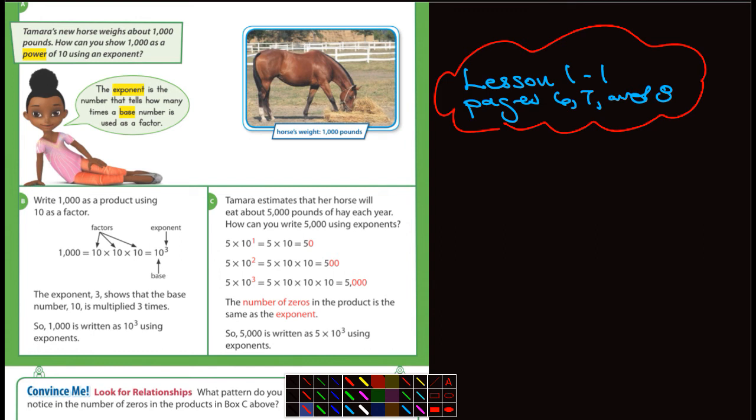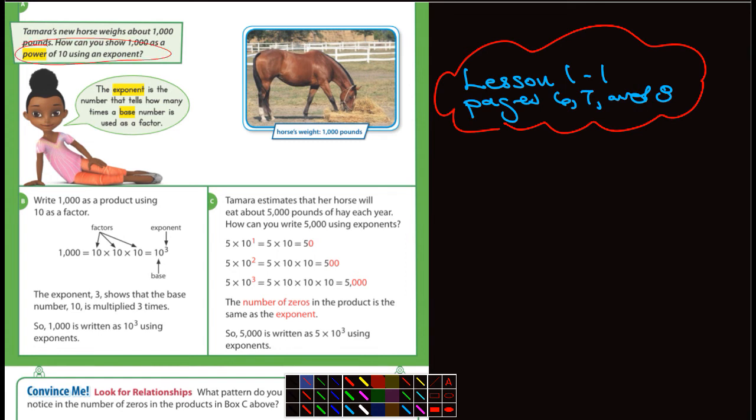So we're looking on page 6 here, and if you guys don't have your math book, you want to open it up to page 6, and let's take a look at this here. So it says Tamara's new horse weighs about 1,000 pounds. It says, how can you show 1,000 as a power of 10 using an exponent?